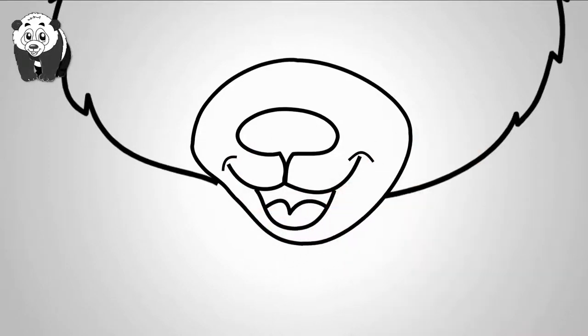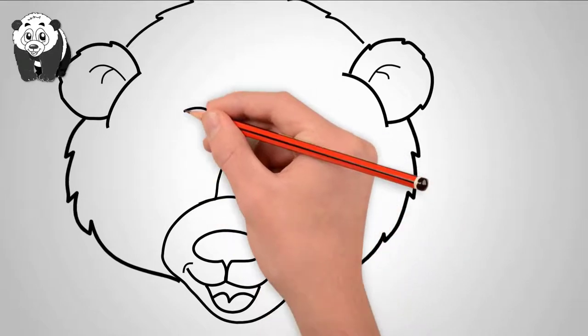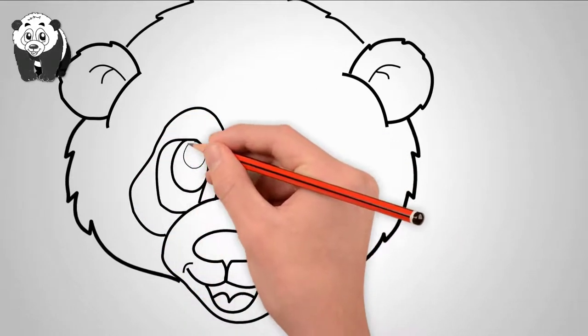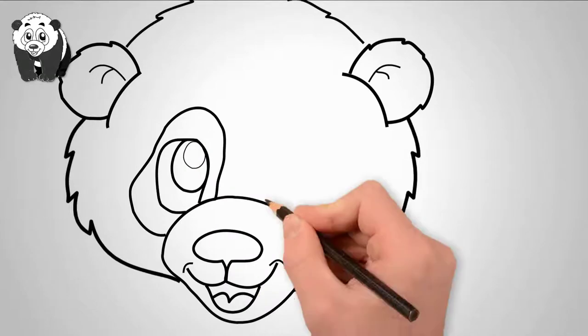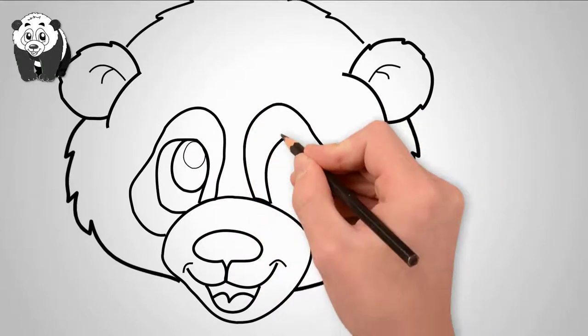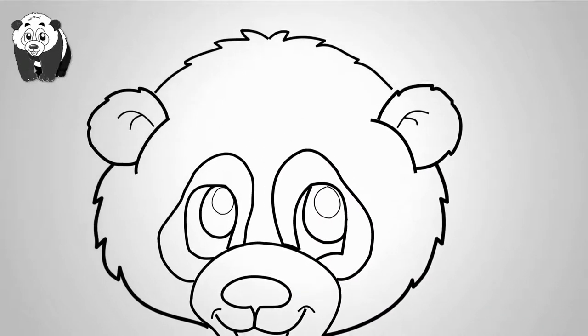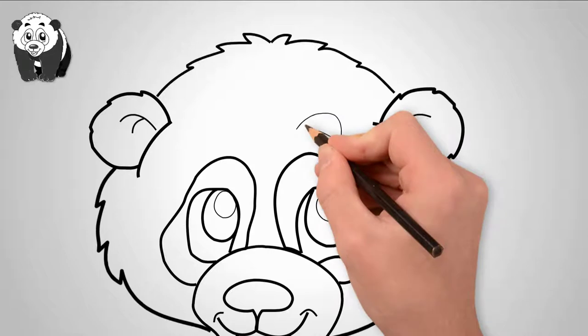Let's draw eyes. First, draw the left eye. There is a large black spot around the eye. Draw a black spot. Now let's draw the eye itself. Draw the pupil of the eye.